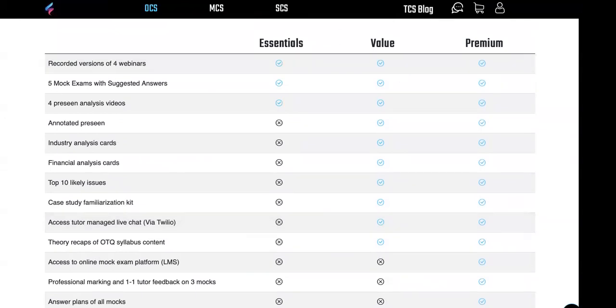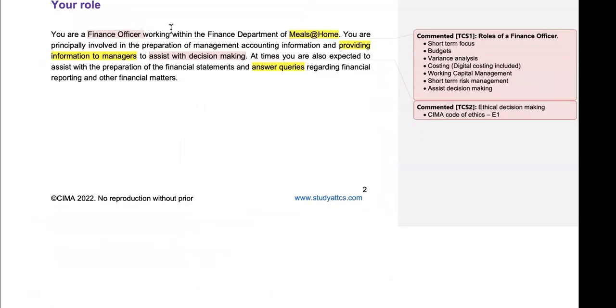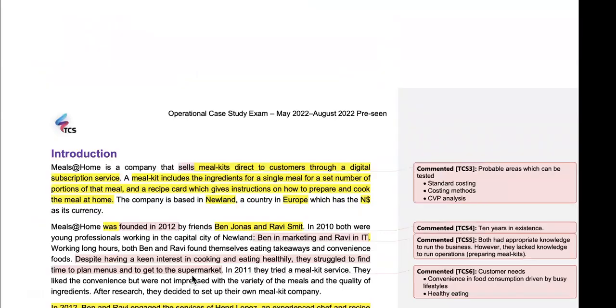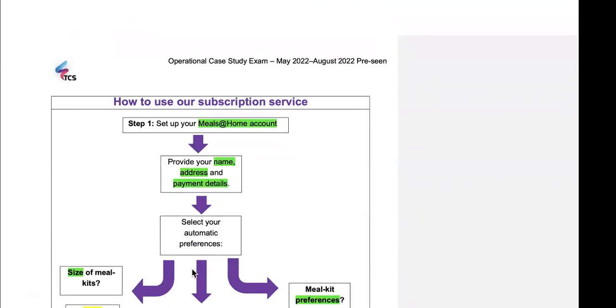Then the second package is the Value pack. The Value pack comes with the same material which comes under the Essentials package. And additionally, you'll get your hands on something called the annotated pre-scene. So let me show you what this annotated pre-scene looks like. This is the same pre-scene, but we have come up with a multitude of annotations.